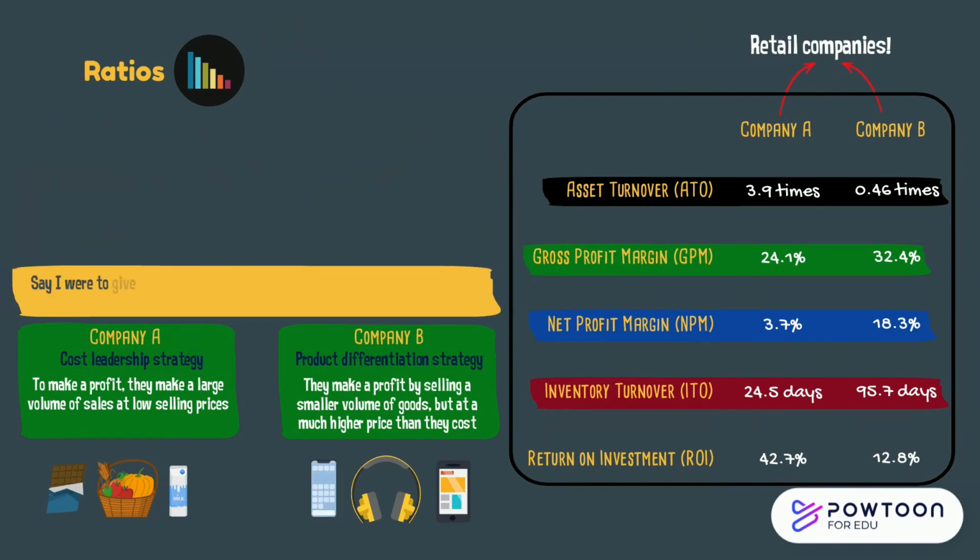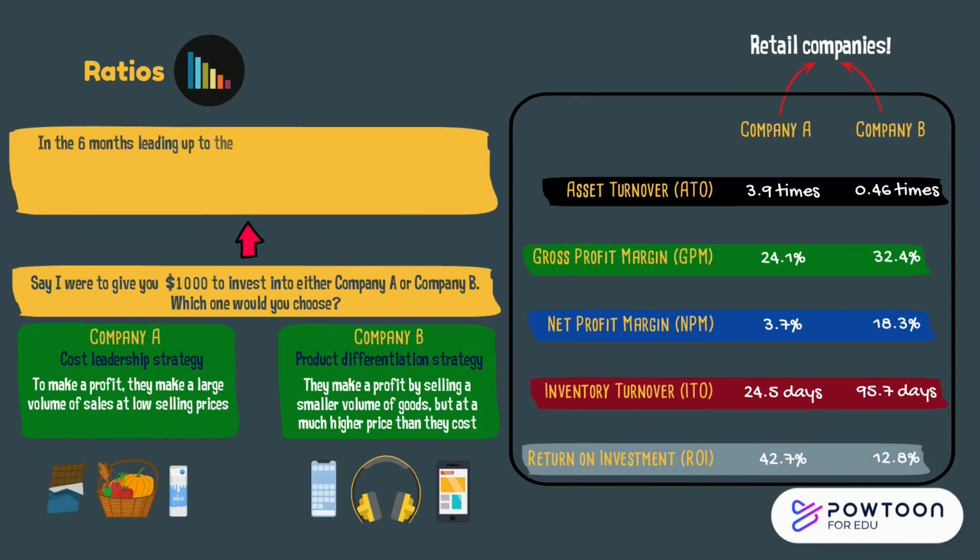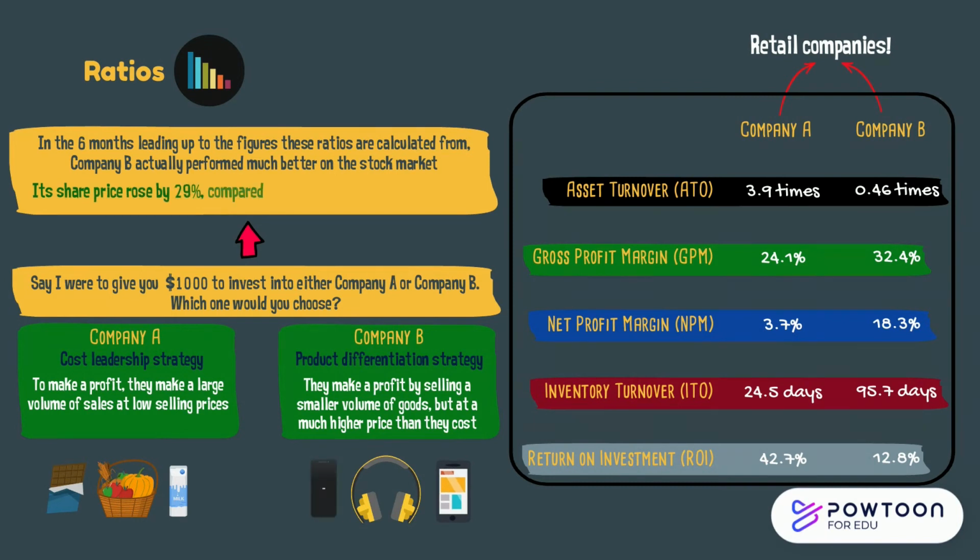Say I were to give you $1,000 to invest into either Company A or Company B. Which one would you choose? A lot of you probably lean towards Company A, seeing that it has a much higher return on investment. However, in the 6 months leading up to the figures these ratios are calculated from, Company B actually performed much better on the stock market. Its share price rose by 29% compared to just a 15% rise for Company A.